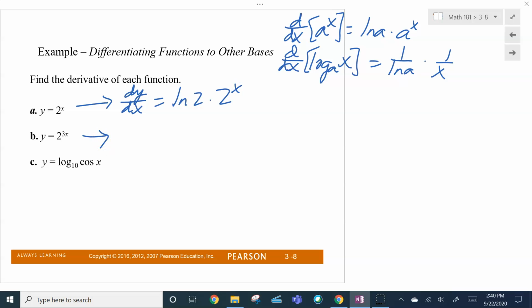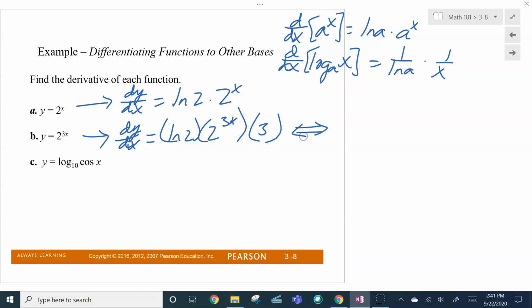This one does have a chain rule. This is a composite function. So we have ln of 2 times 2 to the 3x. It's not x up there, it's 3x, so I got to use chain rule 3. So that becomes dy dx is, I'm going to put 3 ln of 2 in front, and then 2 to the 3x afterwards.